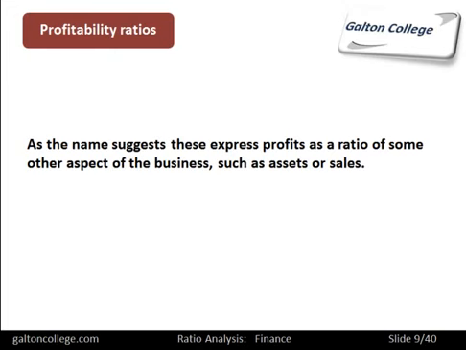As the name suggests, these express profits as a ratio of some other aspect of the business, such as assets or sales. So it may be the case that we take the profits of the business and divide it by the sales to see what the ratio looks like. And we could do that for different companies and compare the companies on the basis of that ratio, draw conclusions. So it gets rid of the size issue. That's the point. Big companies and small companies, it doesn't matter. And also companies over time. Even though circumstances change, we can look at and compare companies over time.